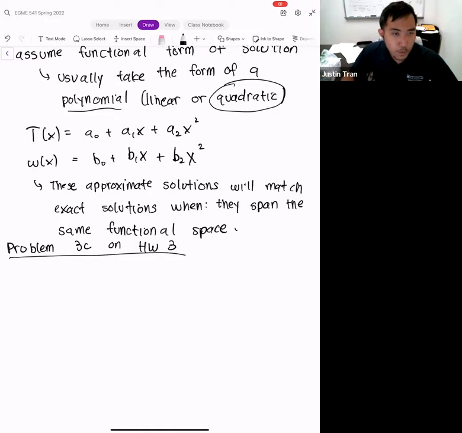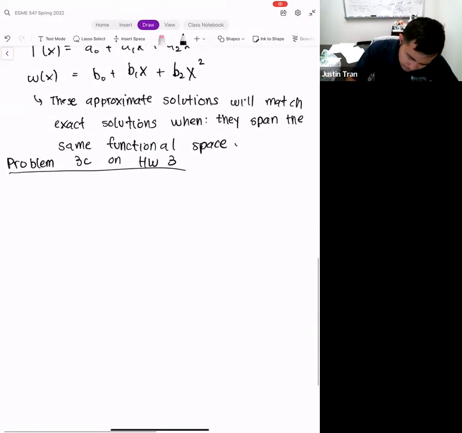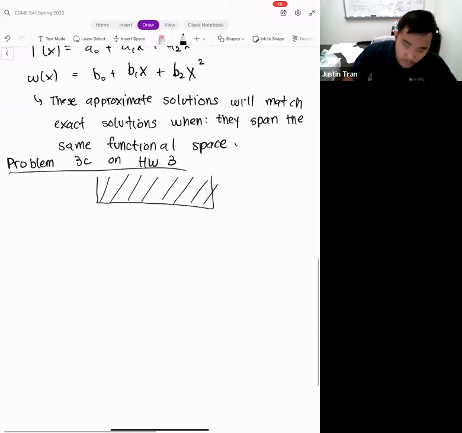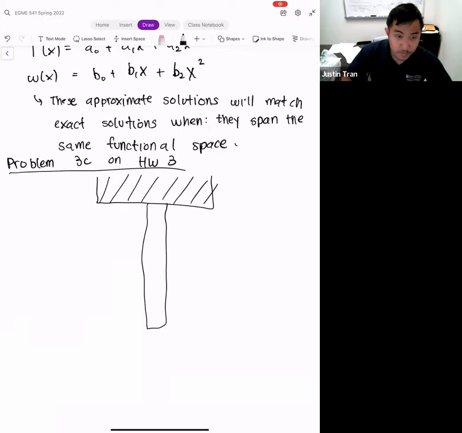2B. This is our hanging bar structure. We have a structure that looks like this: a bar that's hanging down. We're going to say y is equal to 0 is the top of the bar. The bar has a length L, where L is 6 meters.